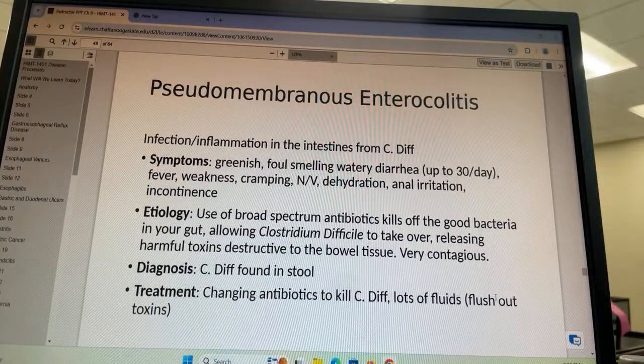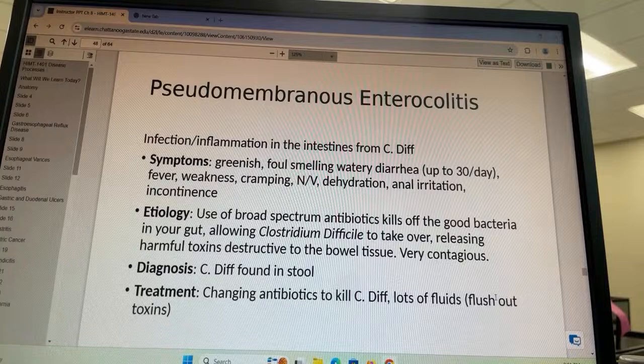All right, this one, pseudomembranous enterocolitis. I actually have never heard it called this. I've always just heard it called C. diff. I don't know if anyone's a CNA or worked in the hospital or whatever. Everyone knows C. diff. Once you've encountered C. diff, you'll never forget it.